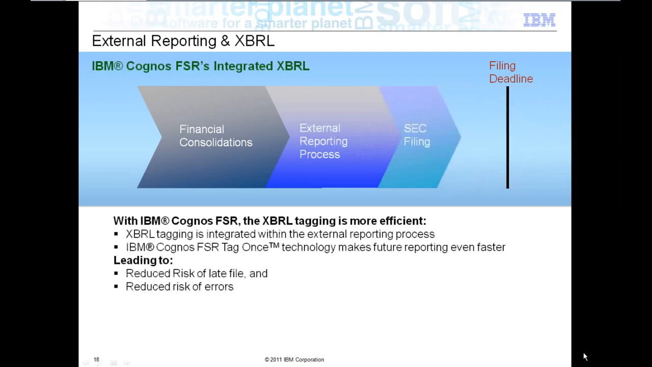Now with IBM's Cognos FSR integrated XBRL solution, tagging is much more efficient. The deadline and the window is much more available for you to see the end. Now, we do have Tag One's technology, which makes future reporting even faster as well. This is going to lead to reduced risk of late filing and reduced risk of errors overall.